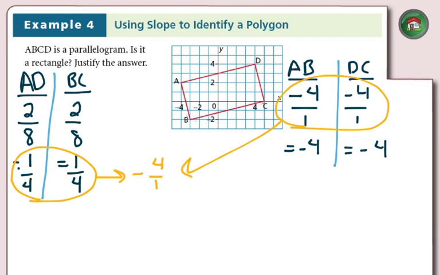So since now we've looked at the slopes and we've proven that those 2 pairs of lines are perpendicular, we can say with absolute certainty ABCD is a rectangle.